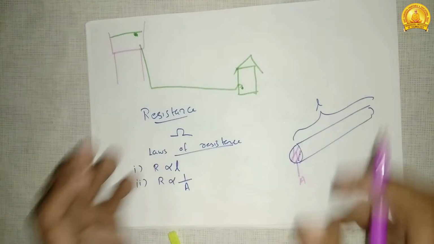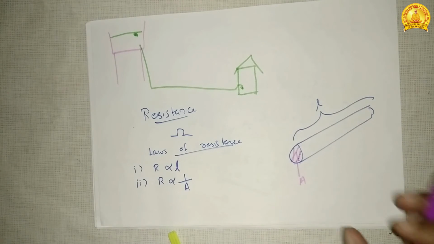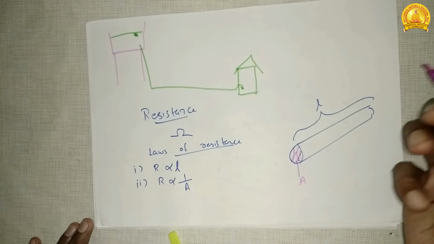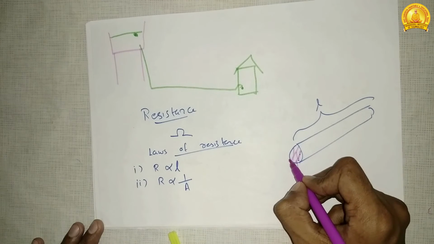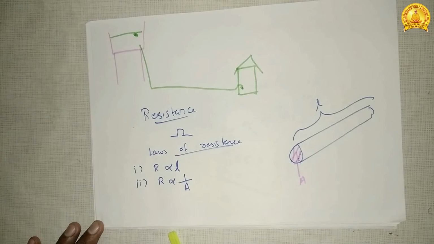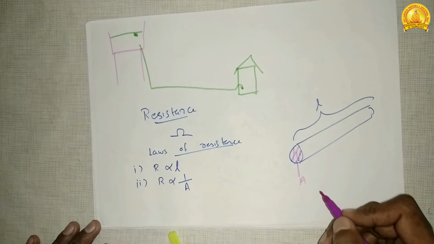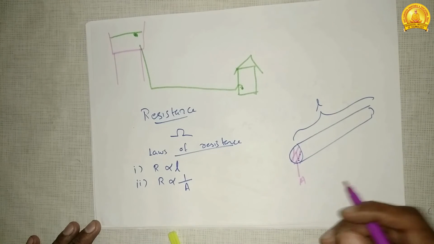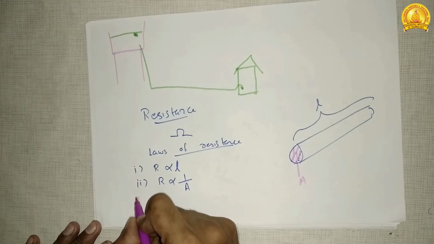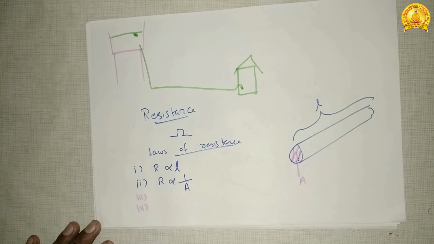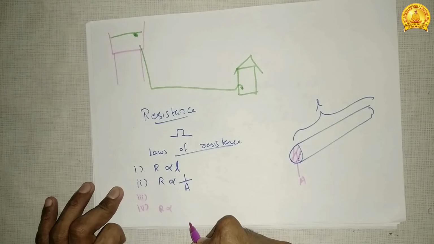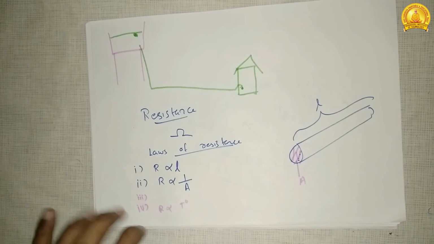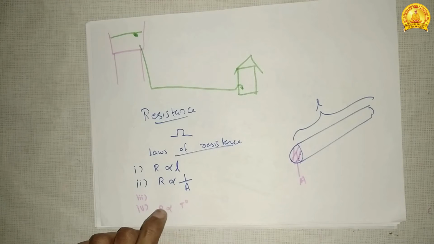So we have a lot of types of materials in surroundings: gold, iron, copper, aluminum, etc. All have different types of resistance because the nature of these materials is different from each other. And fourth point is, it also depends on the temperature of the conductor. The resistance is proportional or inversely proportional to the temperature. It depends upon temperature of that material.